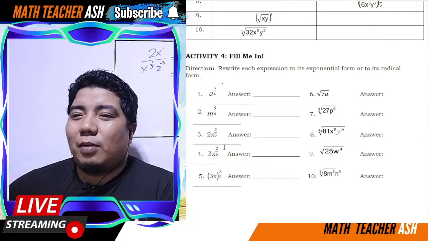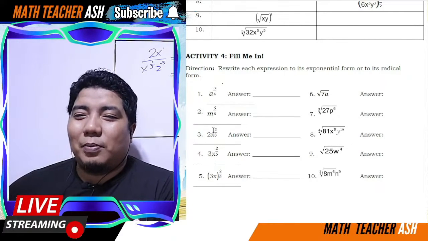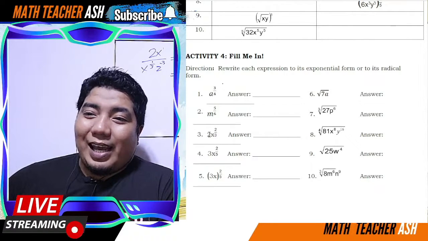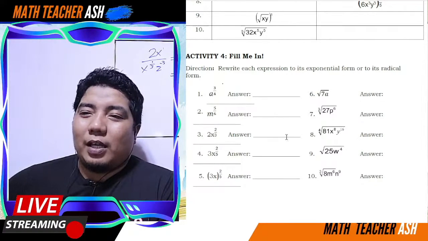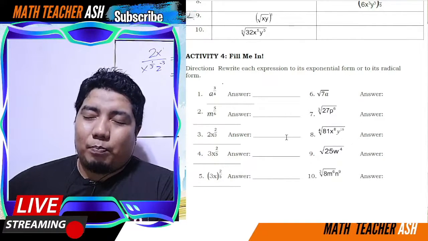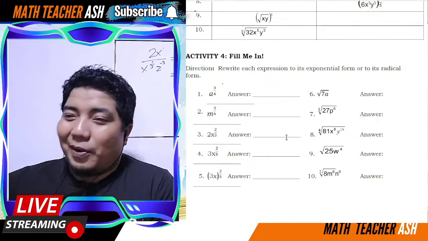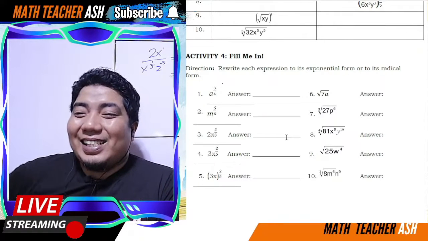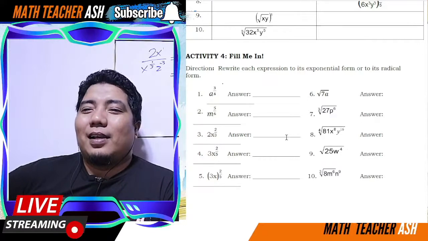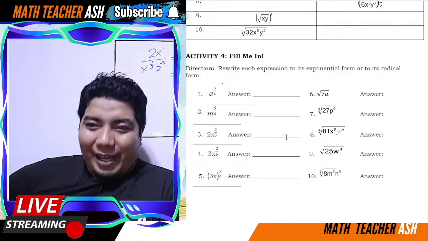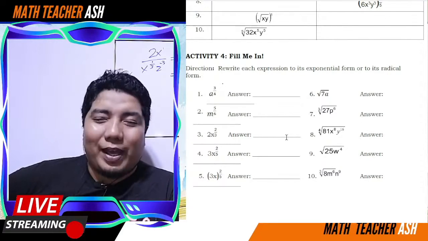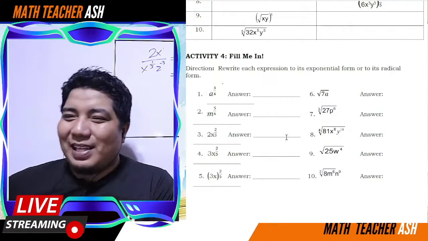Okay, very easy. Now, number 3. I will not answer number 2. So, it's easy. Now, 2x to the power of 2/3. Only x has the 2/3. So, therefore, when you make it a radical expression, that will become 2 cube root of x to the power of 2. Or 2 cube root of x squared. There. Very easy, my dear math learners.